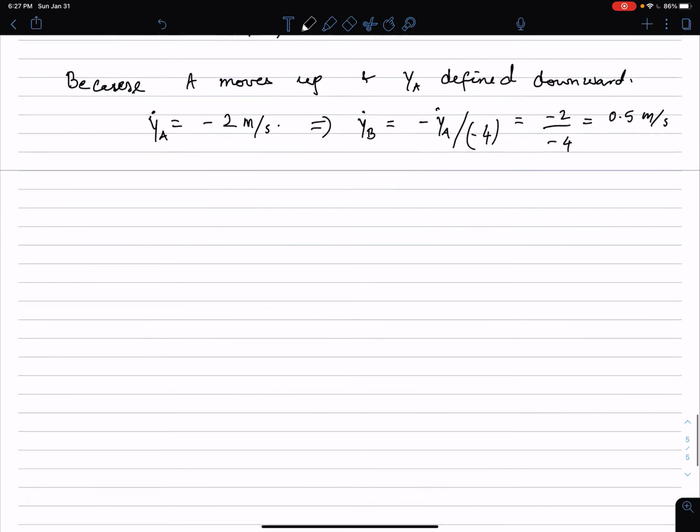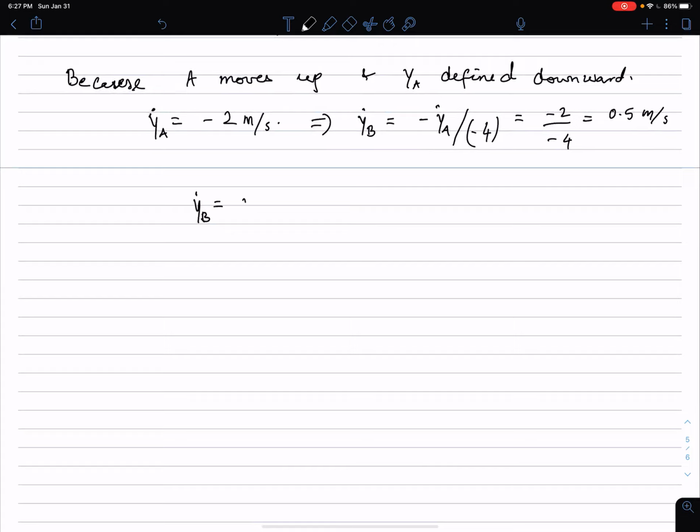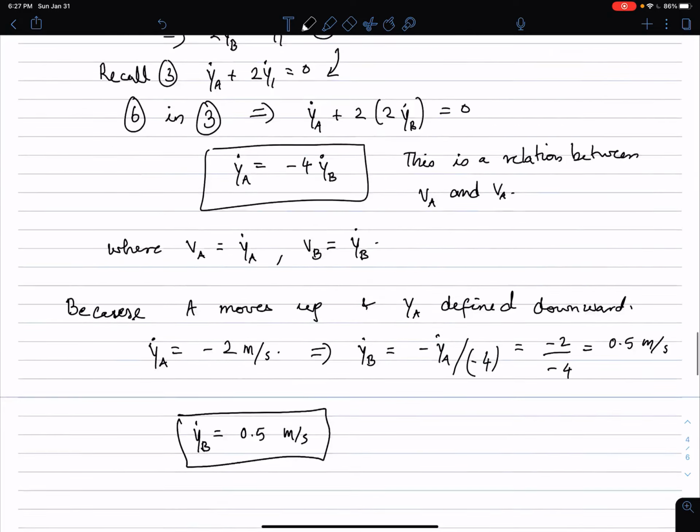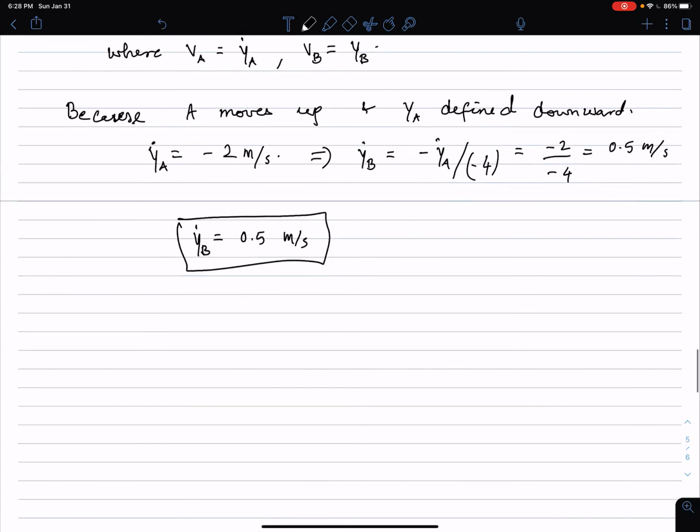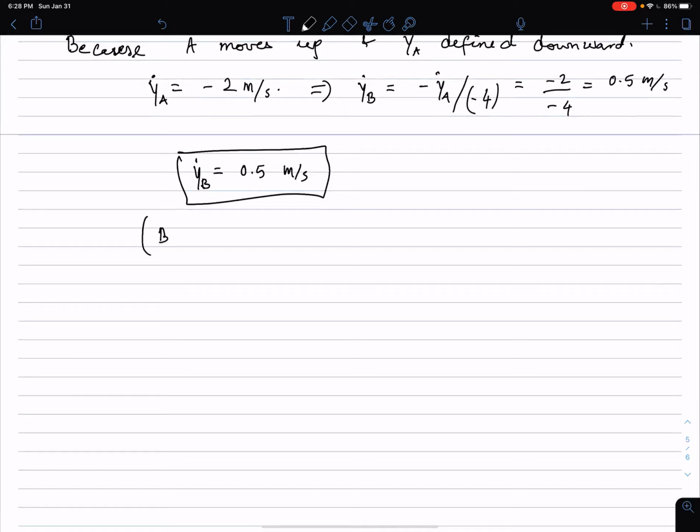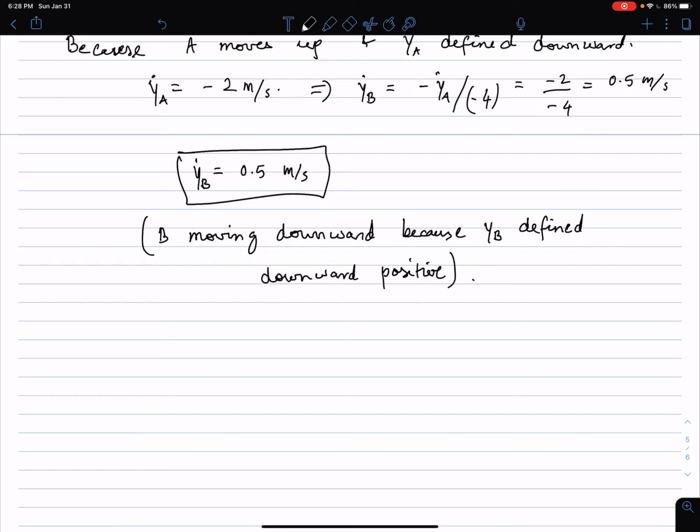So YB dot equals 0.5 meters per second. And because YB is defined downwards, this is moving down. Because it's a positive number and B is moving downwards, because YB is defined as downward positive. Okay, so this is the answer.